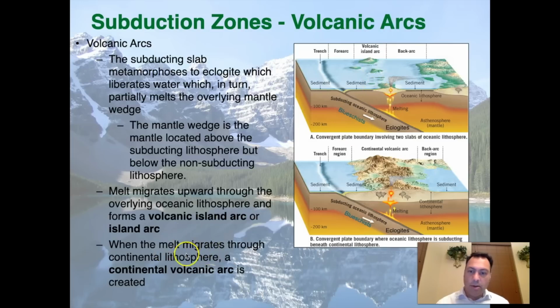When the melt migrates through a continental lithosphere, a continental volcanic arc is formed. So if we have a continent, let's imagine we're off the coast of Argentina, or I'm sorry, Chile in this case. Argentina is a little bit to the east of there. But in Chile, we would see the subduction happening. That transition occurs where the water is coming off and it's already underneath the continent. So you're creating a totally different volcanic arc, in this case on the continent itself.